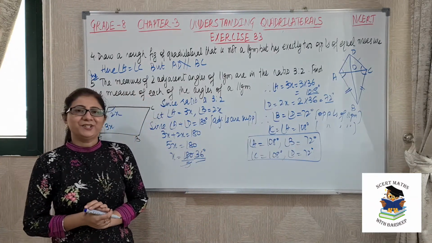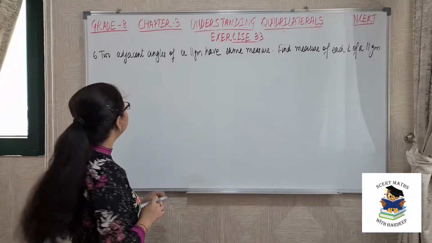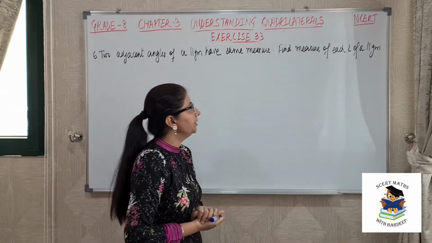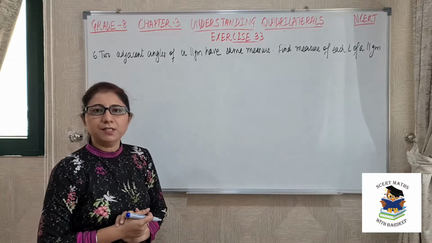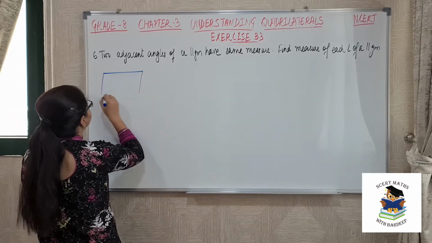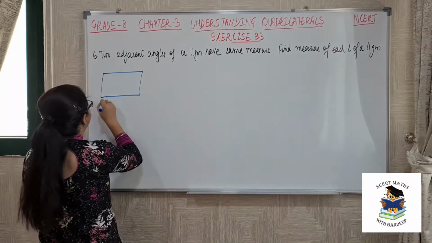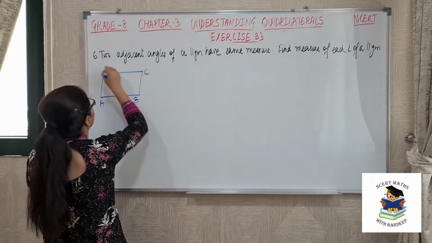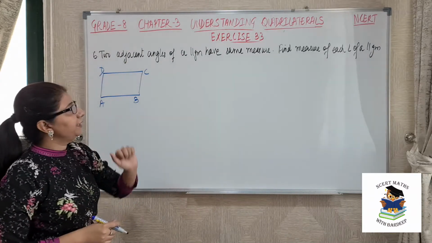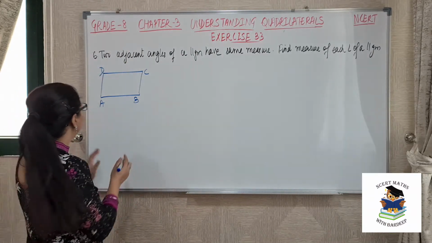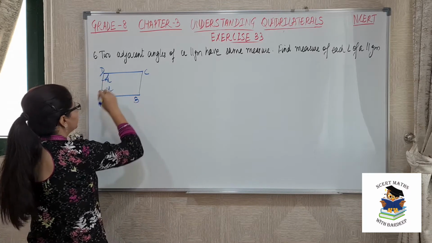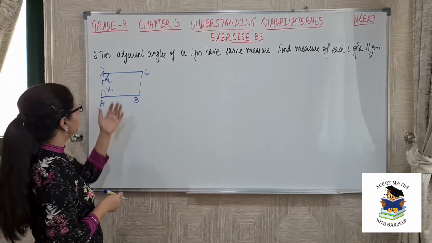Now let's see the next one. The next question is, two adjacent angles of a parallelogram have the same measure. Find the measures of each angle of the parallelogram. So let's make a parallelogram first, ABCD. Now two adjacent angles have the same value. So take any two adjacent angles, and let it be x. These should be equal.